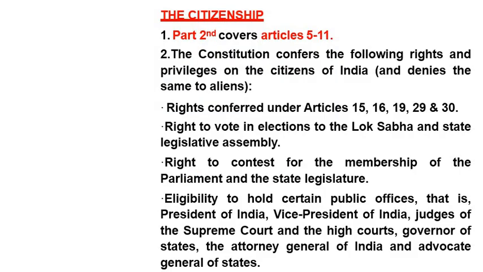So what is citizenship? Citizenship is in Part 2, which covers Articles 5 to 11. The Constitution confers the following rights and privileges on the citizens of India and denies the same to aliens, means other people other than the citizens of India. Rights conferred under Articles 15, 16, 19, 29 and 30. We'll learn about that as well.